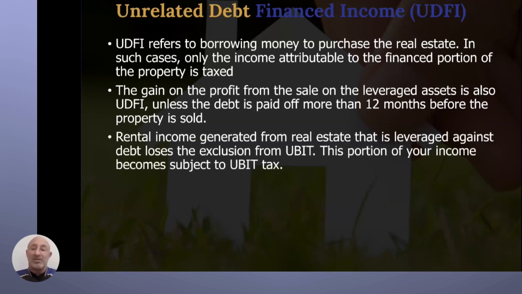Rental income generated from real estate that is leveraged against debt loses the exclusion from UBIT, and this portion of your income becomes subject to the unrelated business income tax. So again, $10 million deal, $3 million equity, $7 million of debt. You might contribute $100,000. So 70% of the returns you are going to get are a result of the debt being used to leverage up the equity. That would be the portion that would potentially create unrelated debt financed income, but not for sure, and that would be the part that may be subject to unrelated business income tax.